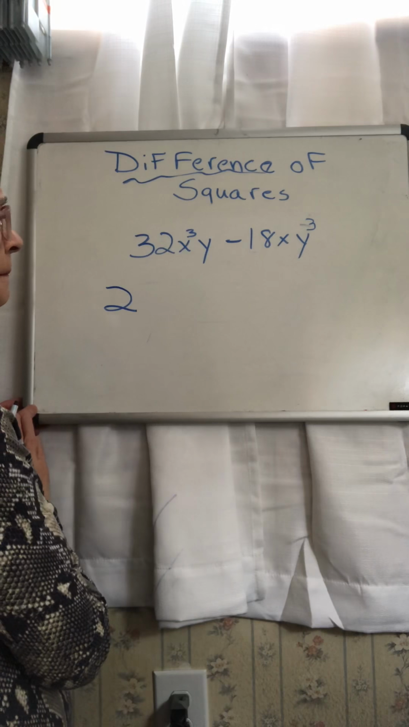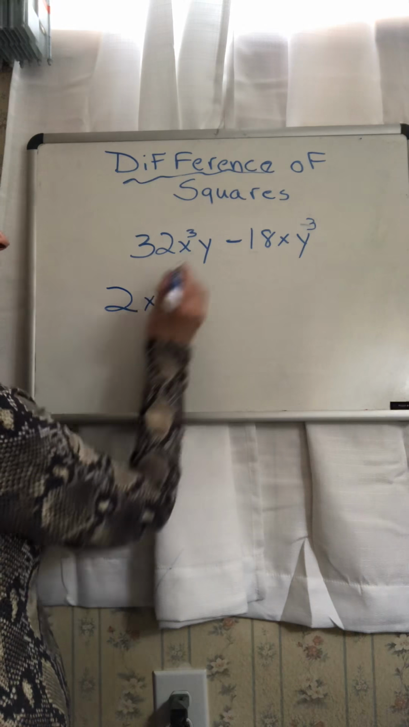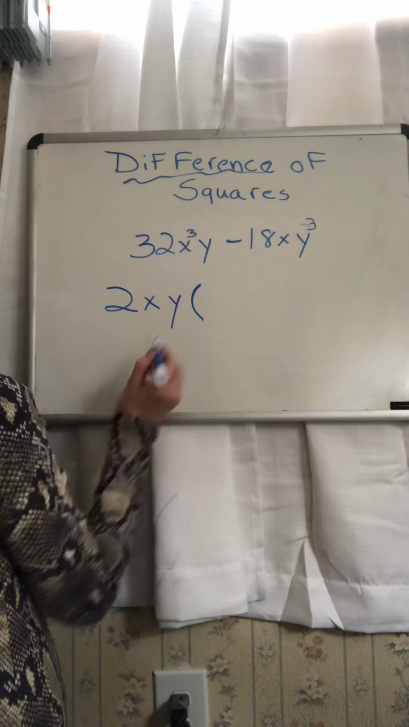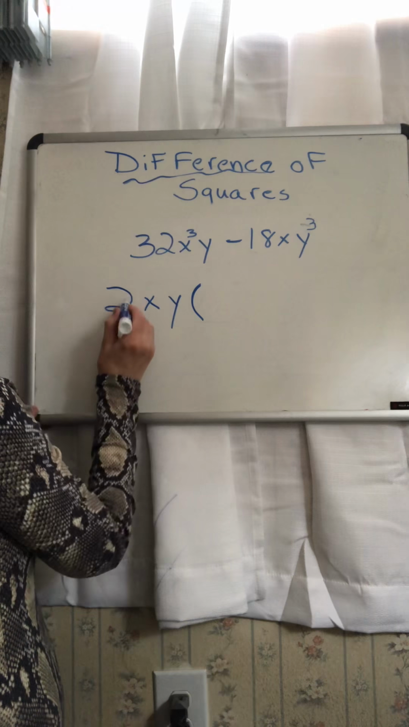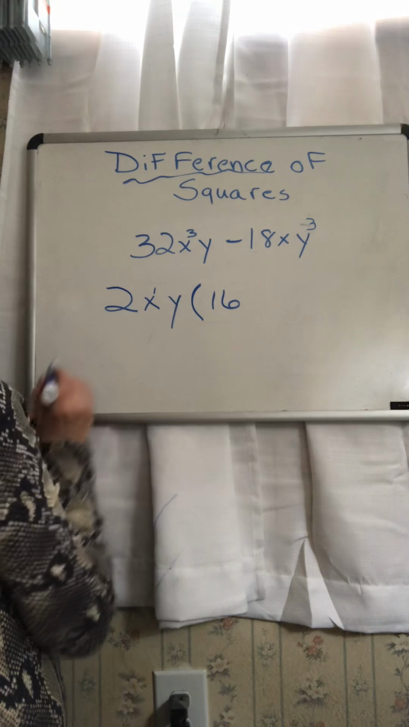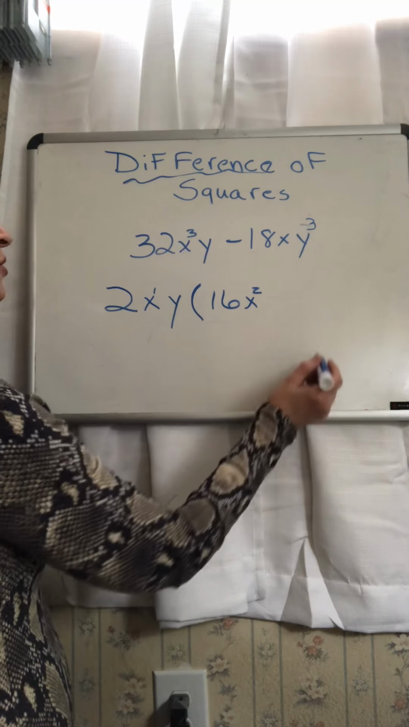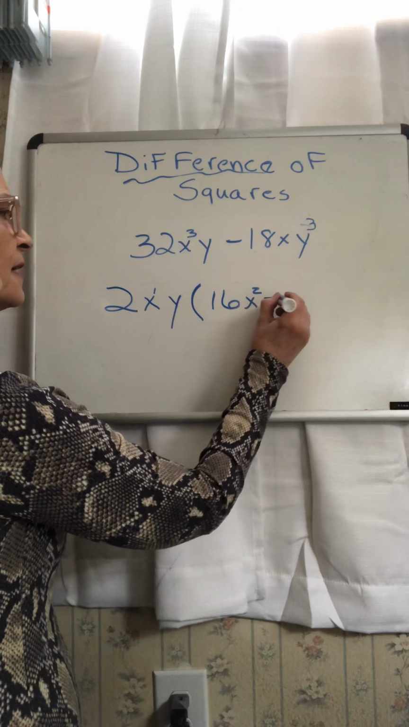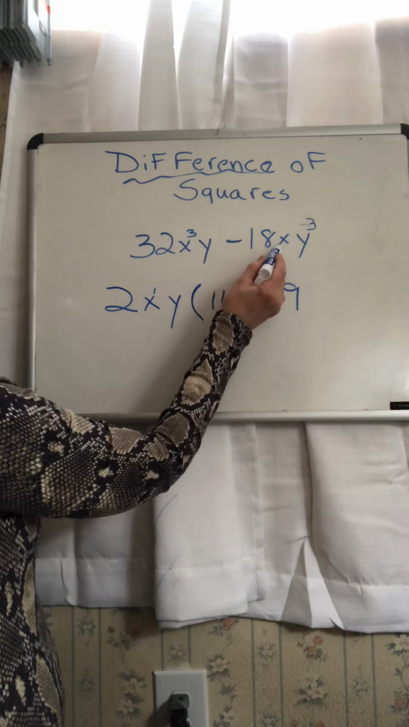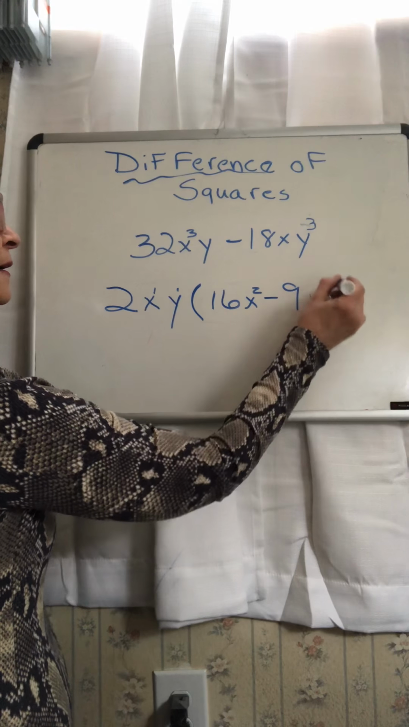So we'll factor that out. Both terms have an x, so I'm going to factor out an x, and they both have a y. So greatest common factor, 2xy. So 32 divided by 2 is 16. 3 take away 1 exponent gives me x squared. 18 divided by 2 is 9. There's a subtraction sign there, so I'm going to put it down. And we've already pulled out the x. 3 take away 1 is 2, so we've got y squared.